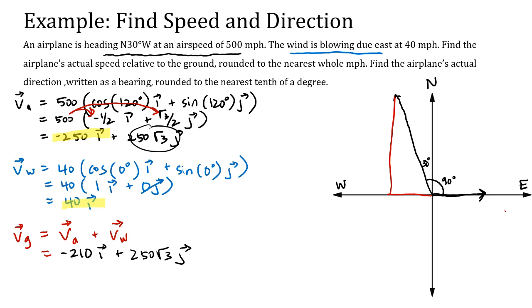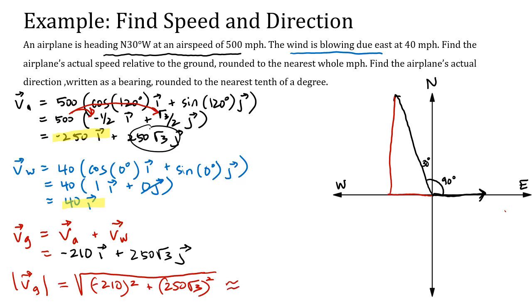Now, what do I do with that ground speed vector? Well, I want to find the actual speed. So to find the actual speed, I'm going to take the magnitude of that ground speed vector, which means I'm going to take the square root of negative 210 squared plus 250 root 3 squared. I'm going to add those two, and then take the square root. And whatever answer I get, I'm going to round to the nearest whole mile per hour.